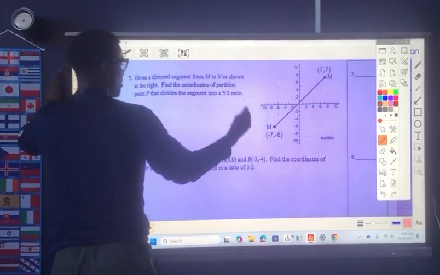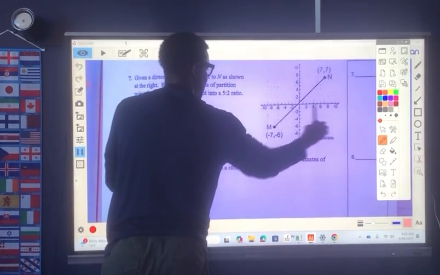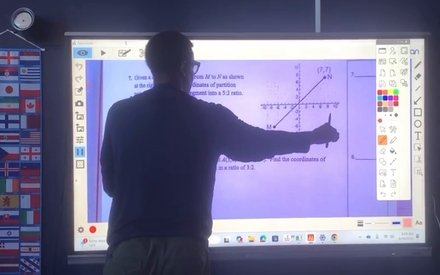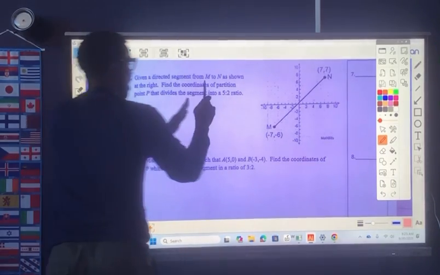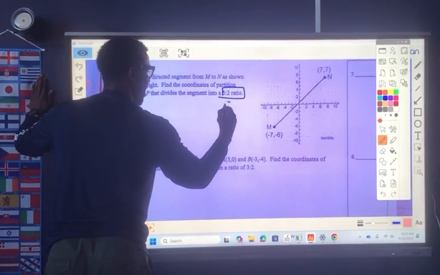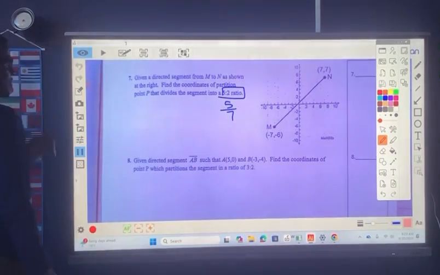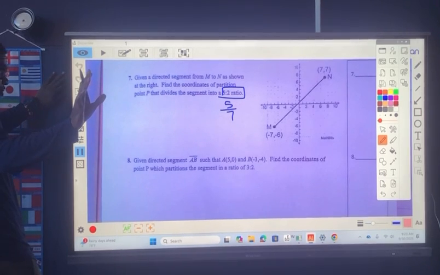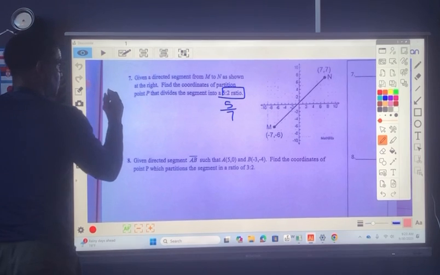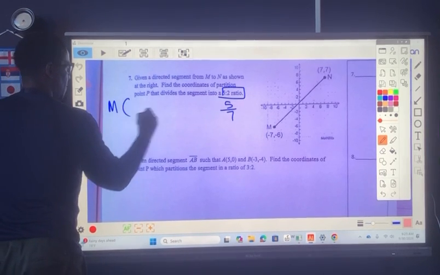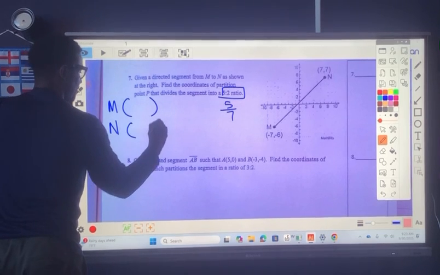So what we're going to do is first get the distance on the x-axis, and then get the distance on the y-axis, knowing that we're not going the entire distance. We're only going 5/7 of the distance to get P. Everybody with me? So the first thing we've got to do is, can somebody give me the coordinates of M and the coordinates of N?